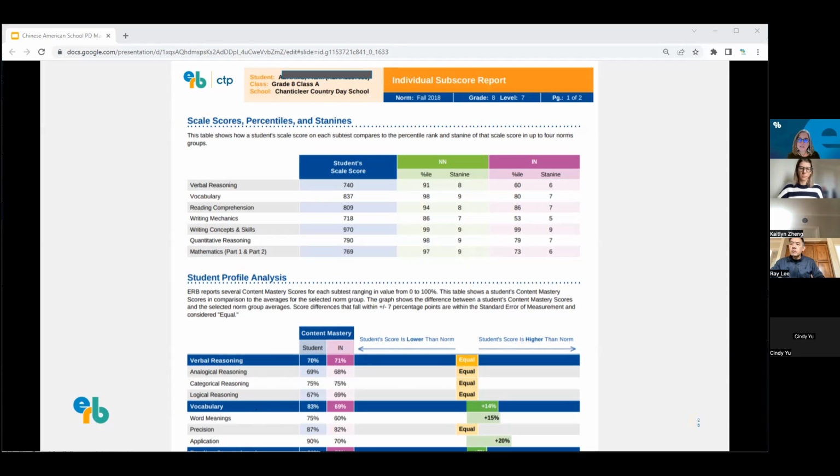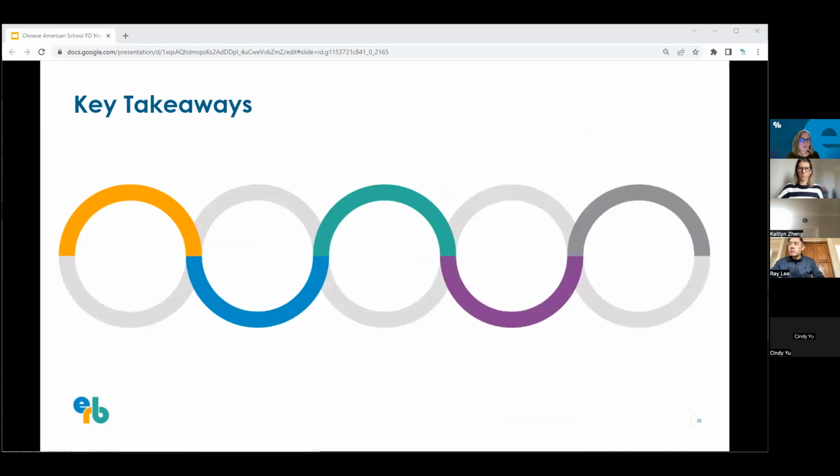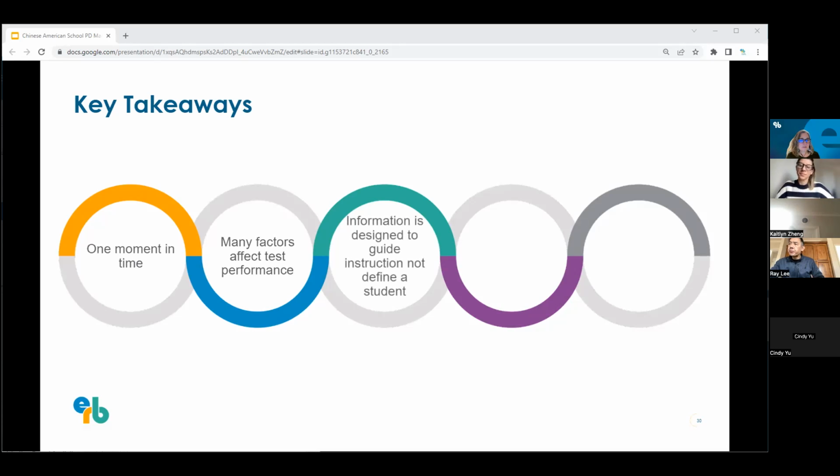So that's the main overview that we have of the actual score reports that you'll receive at home. Just some things to keep in mind and takeaways of this is that the test is a moment in time. It literally is a snapshot. There are many things that affect test performance in terms of student and individual subtest. And the information is designed to guide instruction, not define a student.